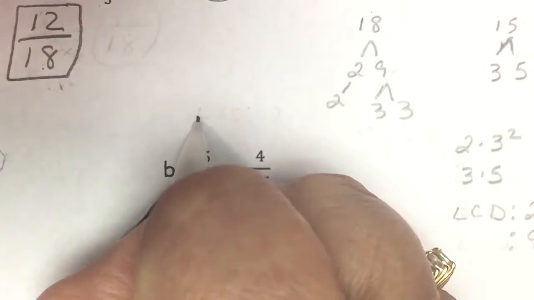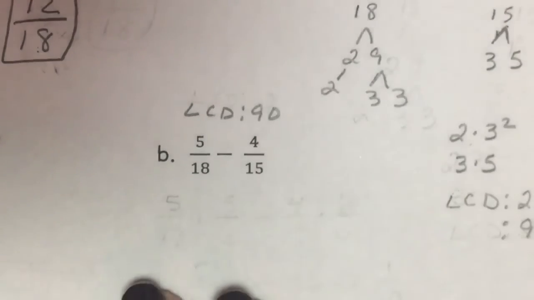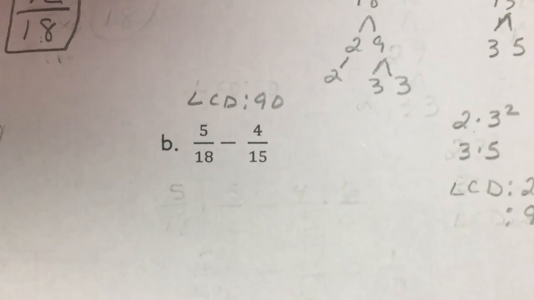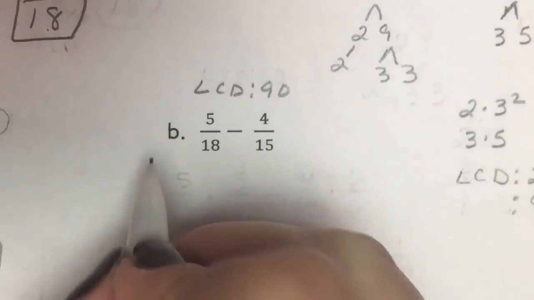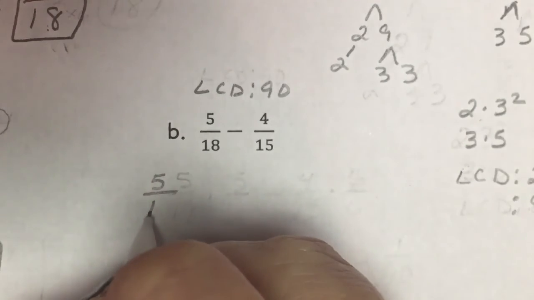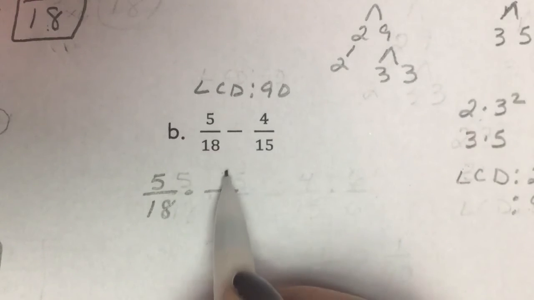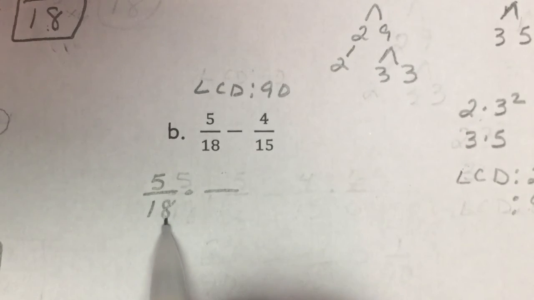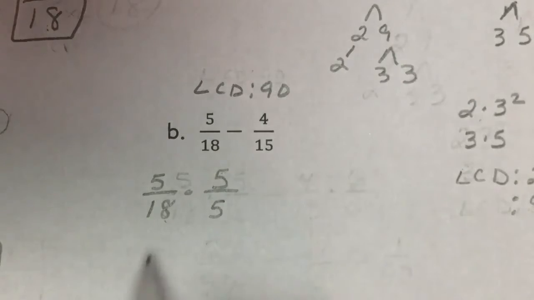So if I go back to the problem, I know my LCD is 90. That's the smallest number that 18 and 15 both divide into evenly. All right, so now, just like before, we're going to rewrite the first fraction. We need to multiply top and bottom by the same number. 18 times what is 90? Well, the answer is 5. So if I multiply top and bottom by 5, that's going to give me a denominator of 90.